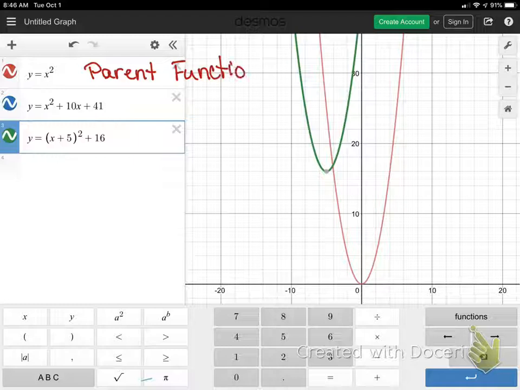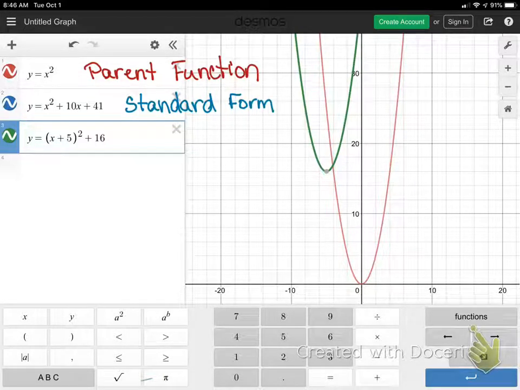Now, the second one in blue is what you have probably been told is standard form of a quadratic. And I actually believe it is standard form of a quadratic. Our book doesn't call it anything. Now, look at the green one.